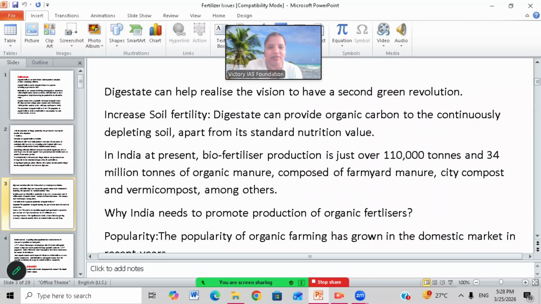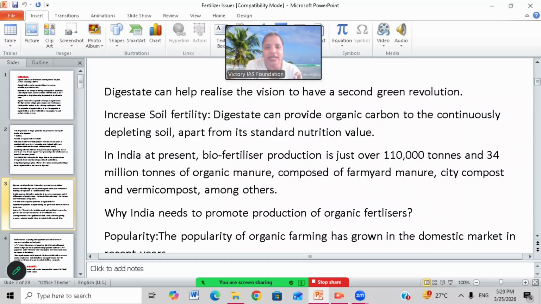Digestate can help realize the vision to have a second green revolution. Digestate, this semi-decomposed organic matter, can lead to a second green revolution in India, supporting many farms and farmers. Okay, increase soil fertility. Digestate can provide organic carbon to continuously depleted soil, apart from standard nutritional value.